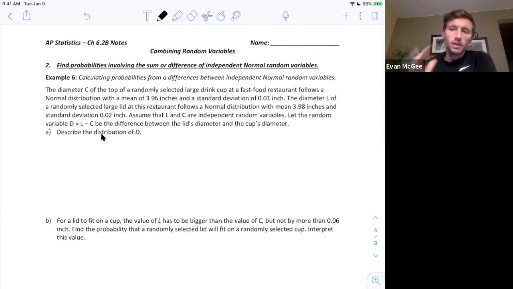So the size of the lid doesn't influence the size of the cups, and the cups don't influence the size of the lids. Let the random variable D equals L minus C be the difference between the lid's diameter and the cup's diameter. Describe the distribution of D. So that would be the difference between the lids and the cups. So first I want to draw out what we know about these two distributions that they've given to us.